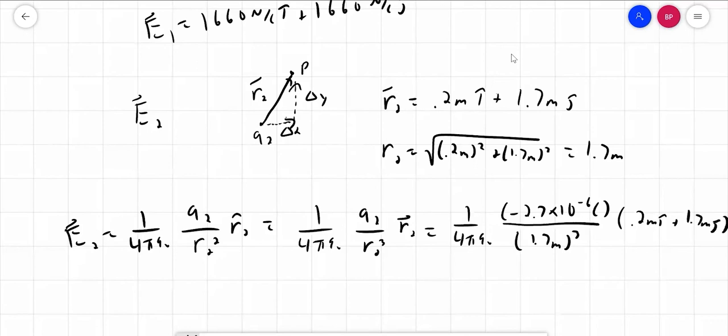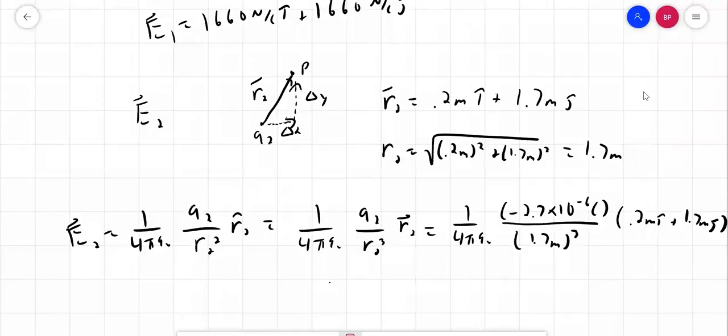Sorry, my internet cut out or something. So the result of doing this calculation is that you get negative 990 newtons per coulomb in the x direction and negative 8,400 newtons per coulomb in the y direction.